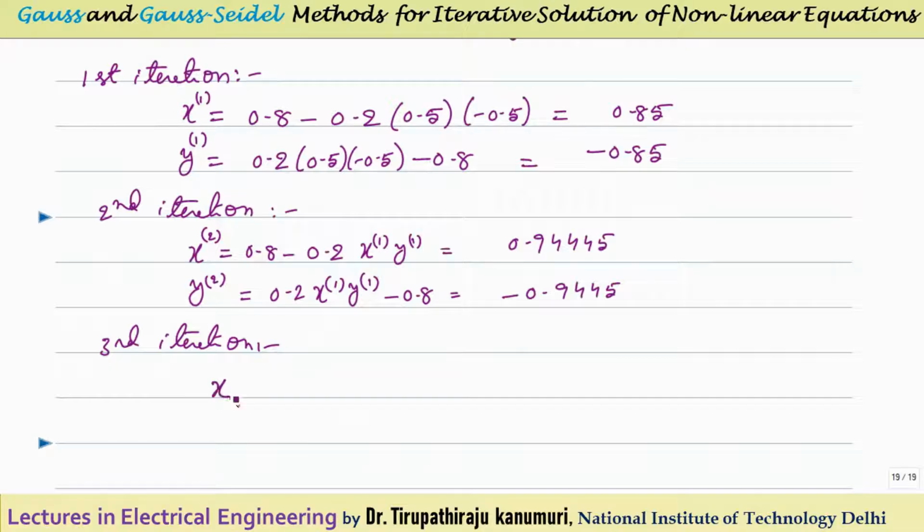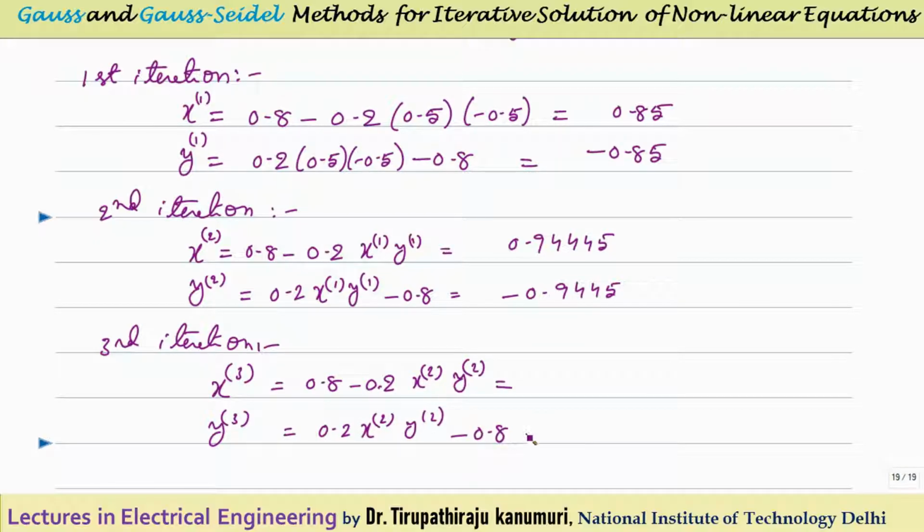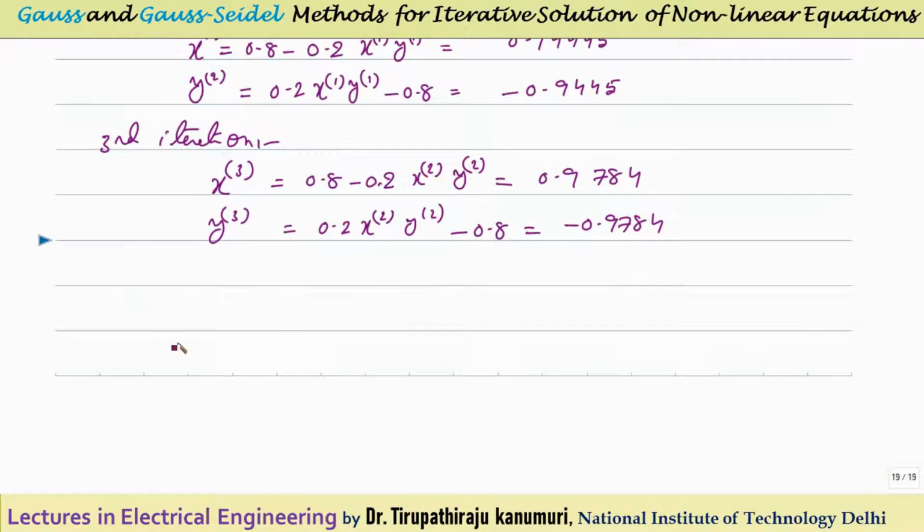We will do x in the third iteration, which will be equal to 0.8 minus 0.2 times x obtained in the second iteration and y obtained in the second iteration. Similarly, y in the third iteration will be 0.2 times x in the second iteration into y in the second iteration minus 0.8. When you substitute these things, you will get 0.9784 and this will be minus 0.9784. Again compare: up to the first digit it is matching but the second digit is not matching. So that means we have to continue again in the fourth iteration.